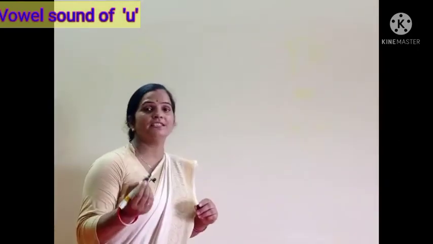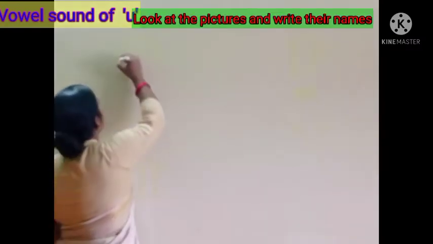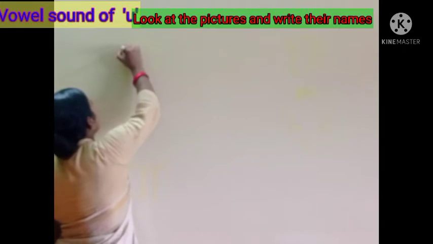Firstly, we will draw some pictures. Okay, students? Okay, we write the names of the pictures. I'm going to draw some pictures. Make a circle.